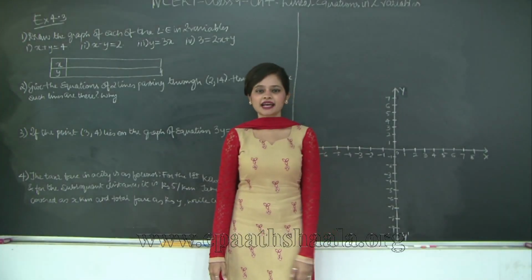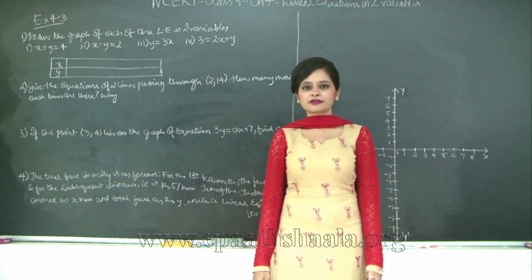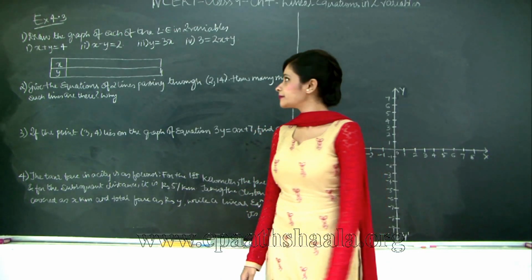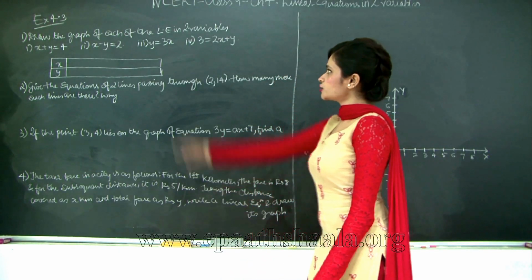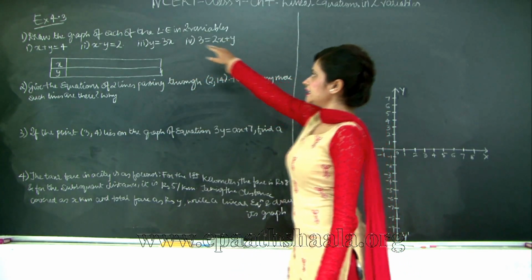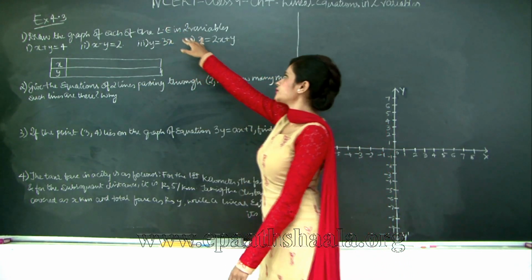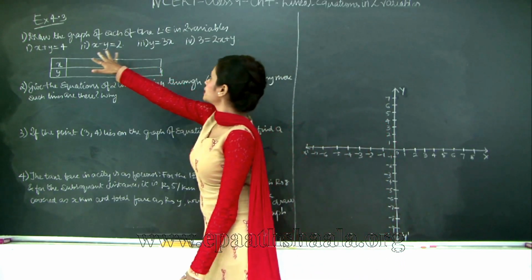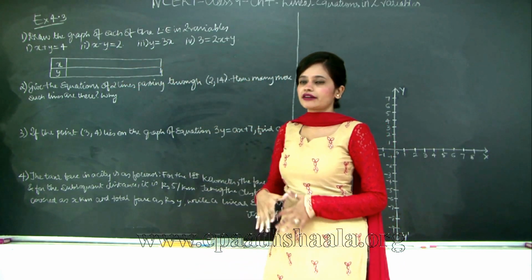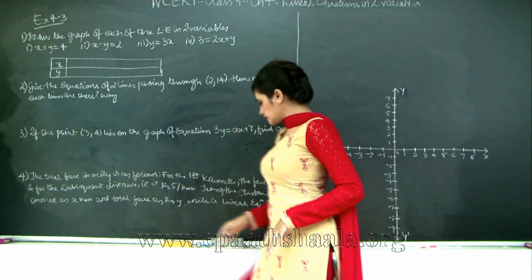Hello students, let us start with exercise 4.3 of chapter 4, linear equations in two variables. So the first question: draw the graph of each of the following linear equations. LE is nothing but linear equations in two variables. So here we have been given 4 equations and we have to draw graphs of them. So how are we going to solve this?